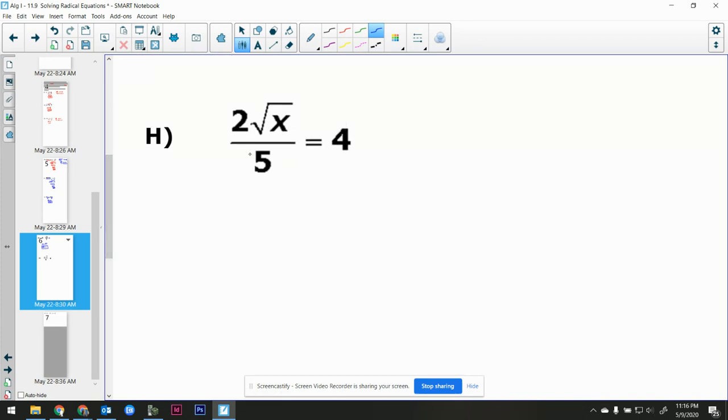Now this one is a little tricky. You could either divide by 2 or multiply by 5 over to the other side. I'll multiply by 5 over to the other side. I get 2 radical x is equal to 4 times 5, or 20. I divide by 2 on both sides. I get the square root of x is 10. So I square both sides. The square of 10 is 100.